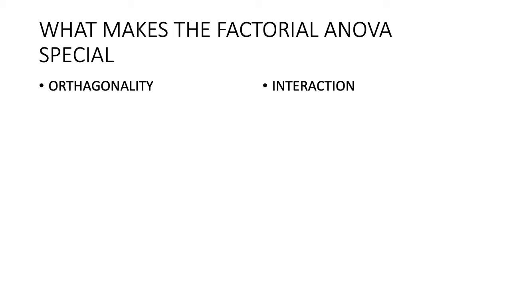Why is the Factorial ANOVA special? Why don't we just do a bunch of t-tests and all that? Well, you can do a bunch of t-tests. I'm not going to necessarily argue against that. But you get a benefit of efficiency. Every one of your independent variables and your interaction are orthogonal in an ANOVA framework.